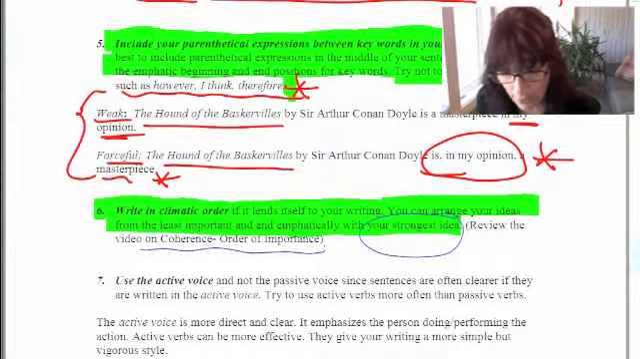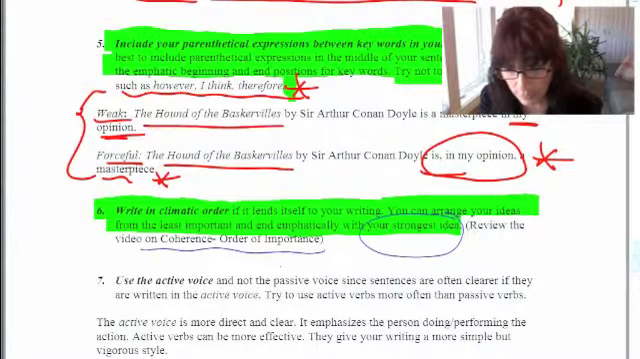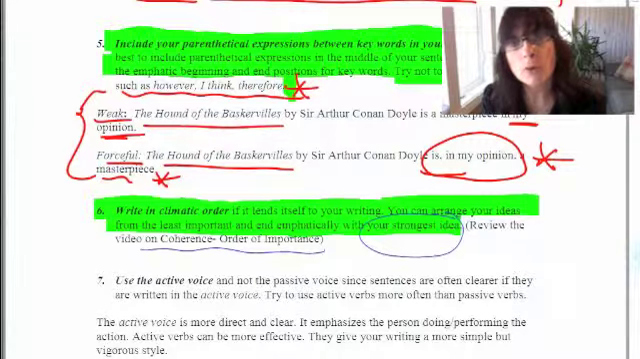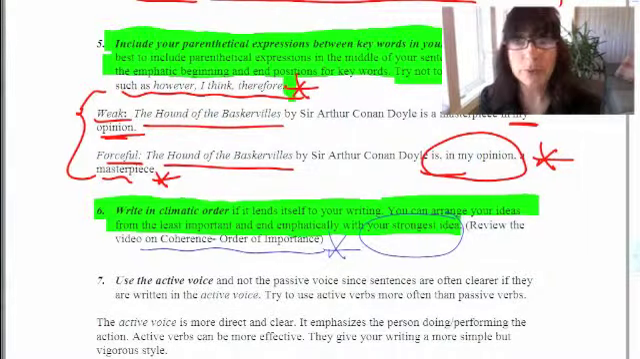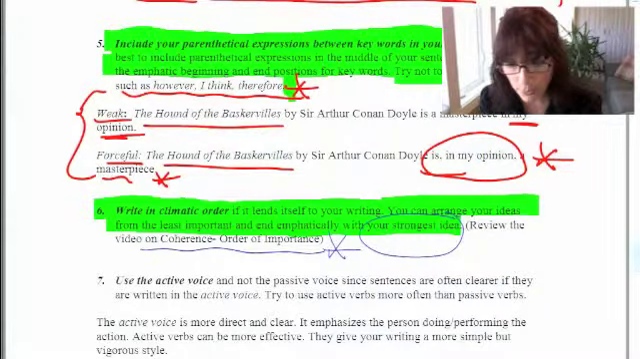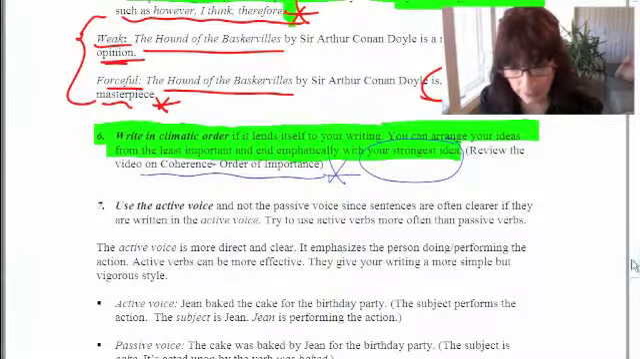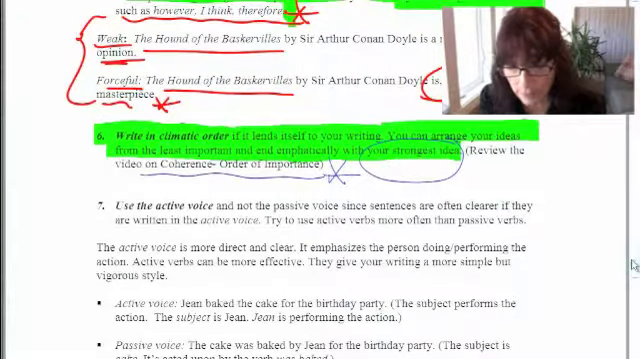Now, I have a video in this unit, in the paragraph unit, called Coherence, Order of Importance, and I introduce you to 3 types of writing. You can either write order of importance, you can write in chronological or time order, or you can write in space order. So review that, and that will help you to know how to write in order and how to write in climatic order.